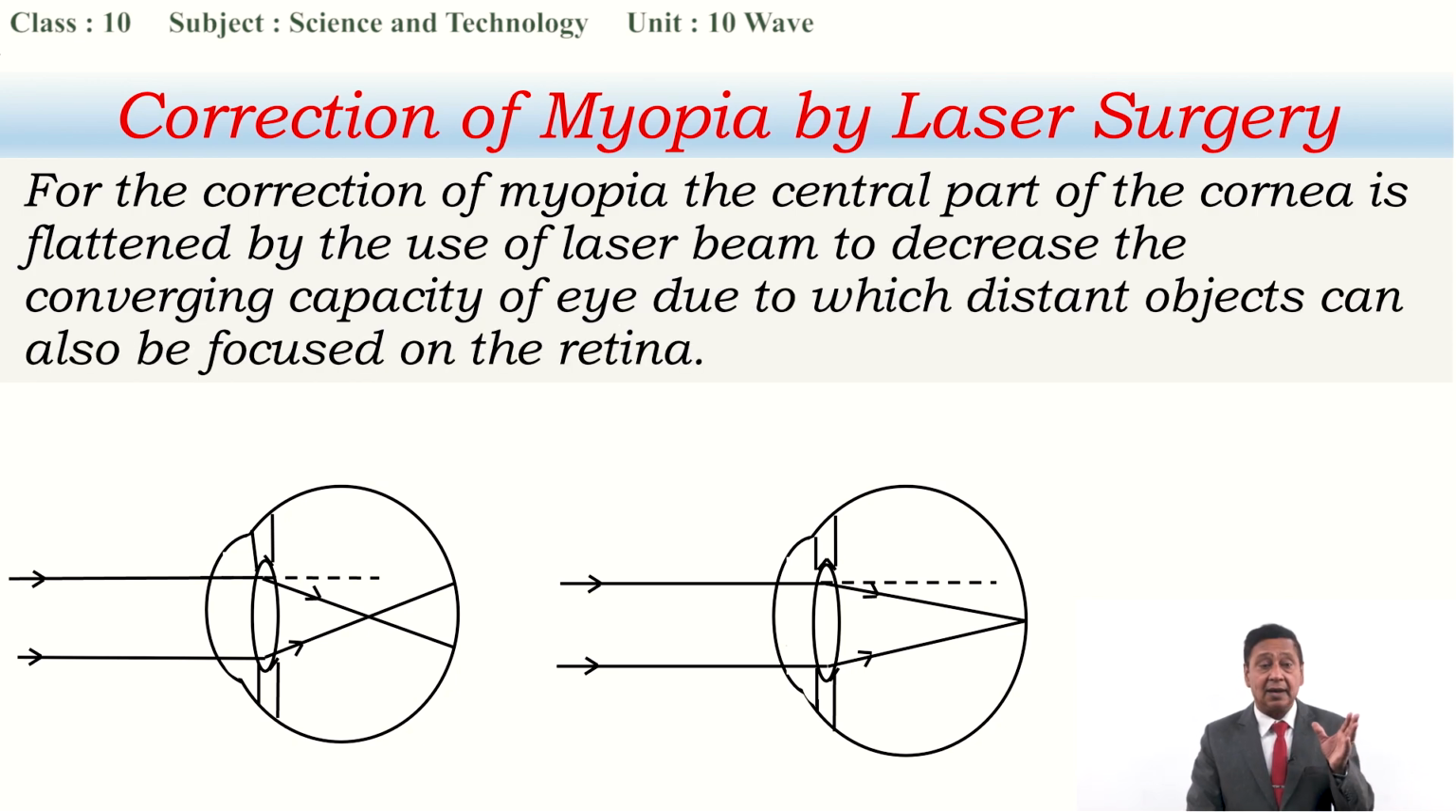To decrease the converging capacity of the eye, we have to decrease it, otherwise the image won't form on the retina. This is the converging capacity of the eye, due to which distant objects can also be focused on the retina. This is the method of correction of myopia by laser surgery.